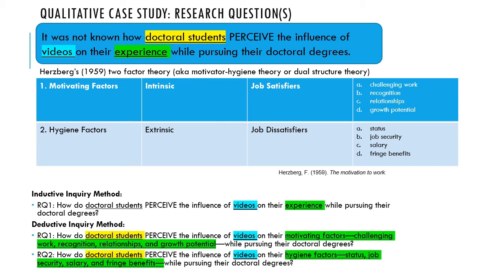And the deductive approach, again, for this example, takes Herzberg's two-factor theory and breaks it up into how do doctoral students perceive the influence of videos on their motivating factors while pursuing their doctoral degrees, and how do doctoral students perceive the influence of videos on their hygiene factors while pursuing their doctoral degrees. Again, as I noted in the qualitative descriptive, how you make that decision will most likely come out of your interaction with your chair and your committee as they help you navigate the specifics of that process.